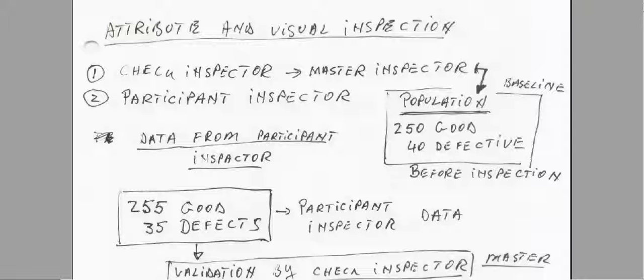So let's say that we have a population of 250 good parts and 40 parts that are defective, and this data was qualified by the check inspector or master inspector. Let's assume that the same parts will now be inspected by the participant inspector.